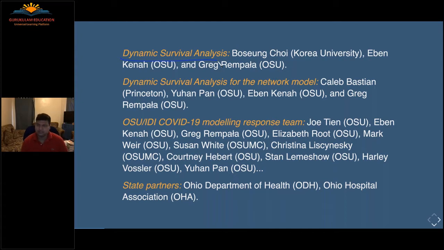And the response team constituted of many people across different departments. So Joe Tien from the math department, Evan and Greg and Elizabeth Root from geography, Mark Weir from sustainability, Susan White from the medical center, Christina Lizniski from the medical center, Courtney Hebert, Stan Lemeshaw, Harley Foster, and Johan Pan, again, fantastic students. So it was a truly interdisciplinary effort. And then we have our state partners, the governor's office, of course, but then Ohio Department of Health and Ohio Hospital Association. So as you can see, a lot of people have contributed to this, and I truly want to acknowledge their contributions.